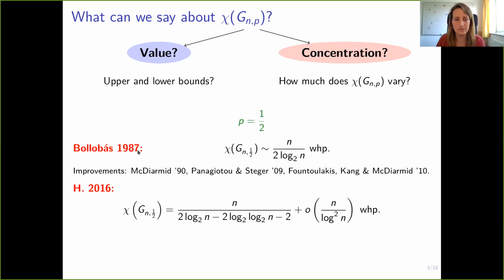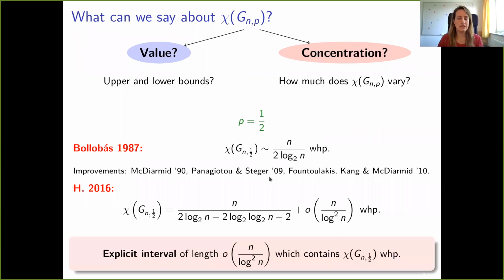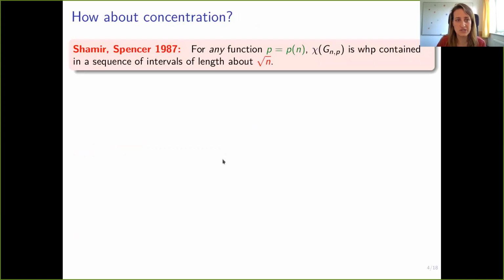Now, this formula here, of course, automatically gives us some sort of concentration result. It gives us an explicit interval of length little o of n over log n squared, which contains the chromatic number. But this is not a particularly short interval. And it turns out, if you don't actually have to specify which interval you're talking about, you can do a lot better than this.